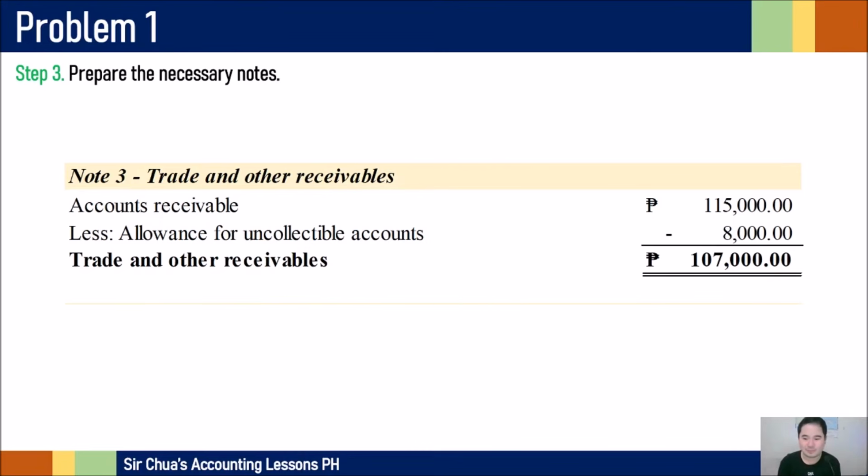Okay, so, in your trade and other receivables, you just have to present the net realizable value of your receivables. Okay, which will give you 107,000.